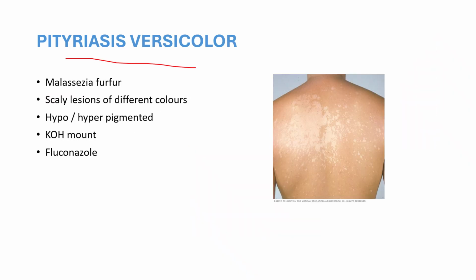Another similar sounding one is pityriasis versicolor, and the etiology is different. This is caused by a fungus, Malassezia furfur, and it presents as scaly lesions of different colors. It is from the name itself, versicolor means variety of colors, so it can be hyperpigmented or any other color. For the diagnosis, you can use a KOH mount, because since it's a fungus, you can identify the hyphae in the KOH mount under the microscope. And the treatment of choice is fluconazole.